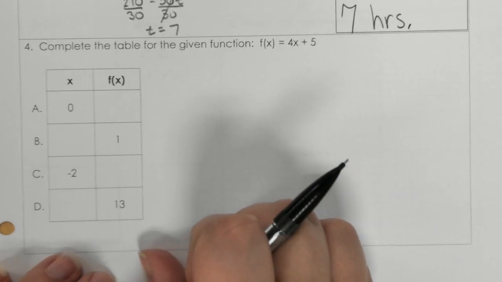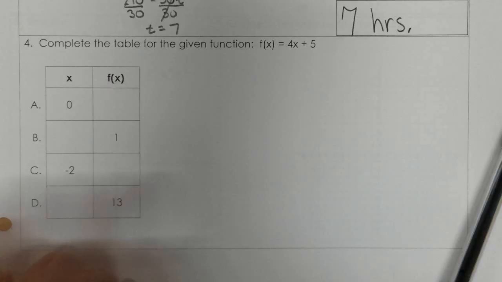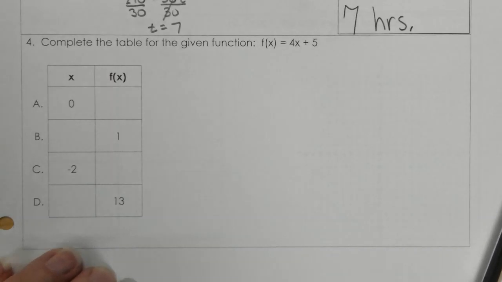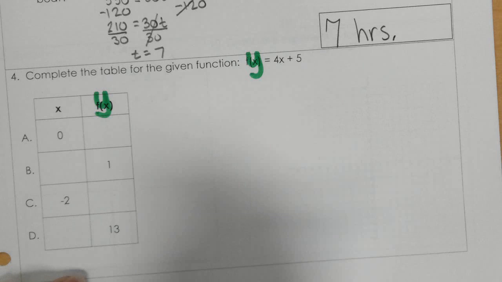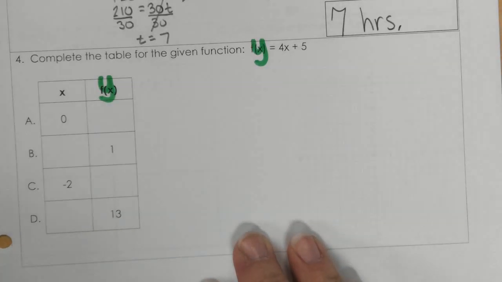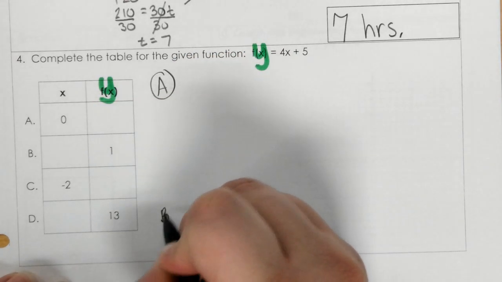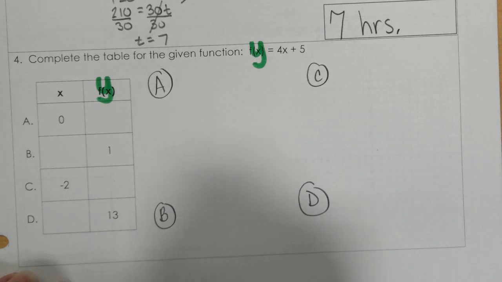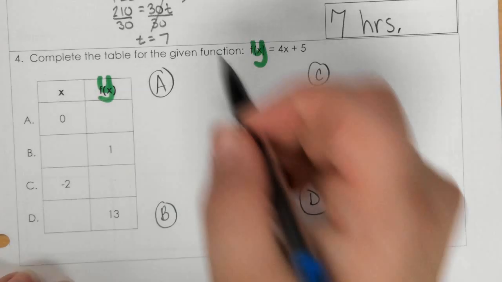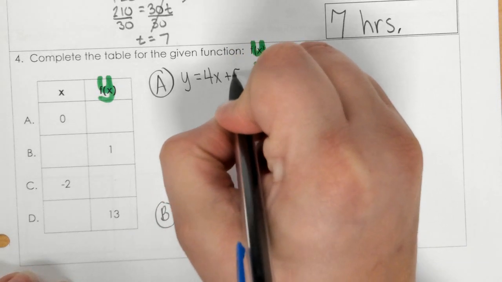In number 4, we have to complete the table of values. And as we can see, there are 4 blanks here. So first and foremost, you should know that f of x is y. Secondly, we would go ahead and set up our 4 problems. And we know that for every single one of these questions, we're going to have to use the same formula. y equals 4x plus 5.